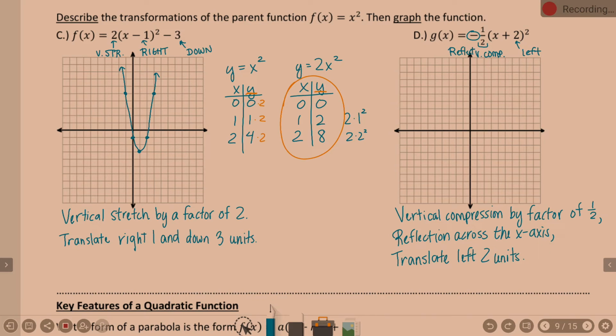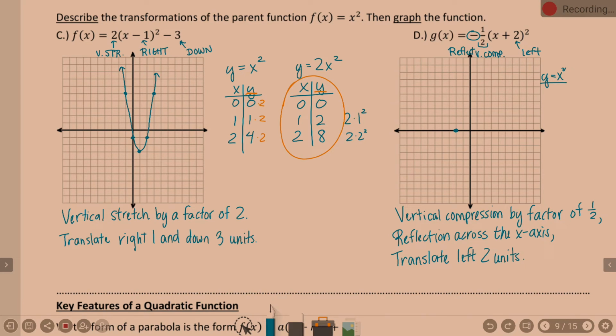Where's my vertex going to be? Negative. Left 2, no up or down. Okay. Now, we know the reflection is going to make it go upside down. We've got that in our brains, I think. The compression by a factor of 1/2. Are you seeing where I'm going to go with this?